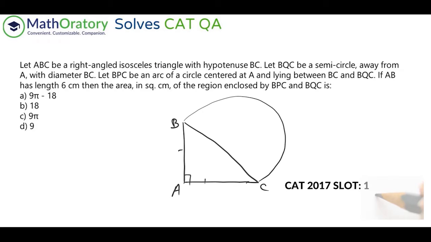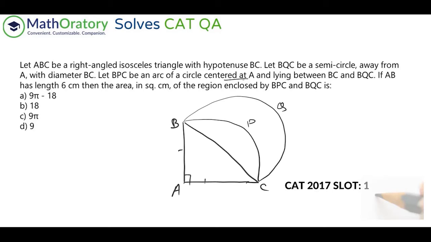Let BPC be an arc of a circle centered at A. So if the center is at A and BPC is the arc, that's a quadrant, right? So this is a quadrant of a circle. Let's say this is BPC and this is BQC. I'm just randomly writing two points here.